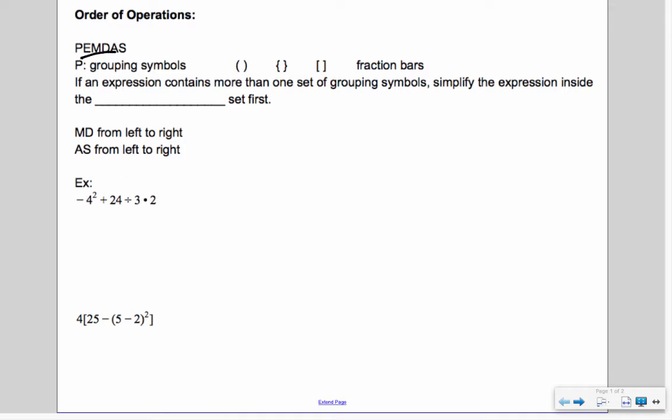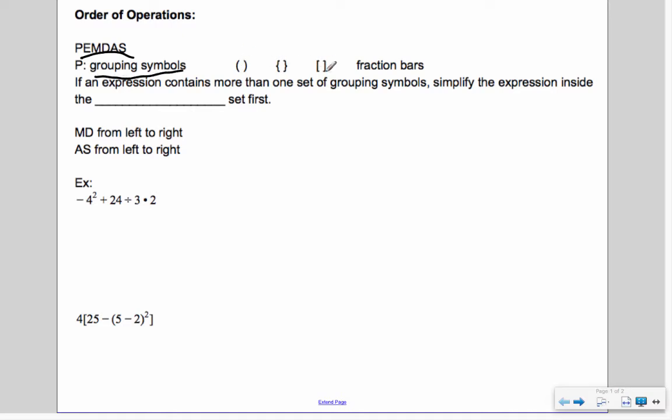So we should have heard of PEMDAS before. The P is parentheses, exponents, multiply, divide, add, and subtract. So let's talk about what each of those means. The P, I said parentheses, and that's probably how you know it, but I really need you to think of it as the grouping symbols.